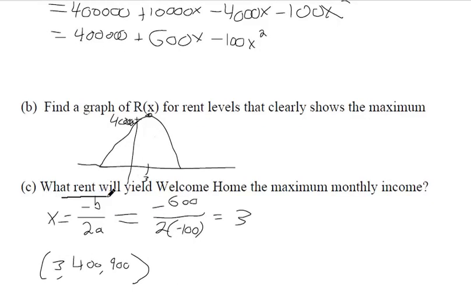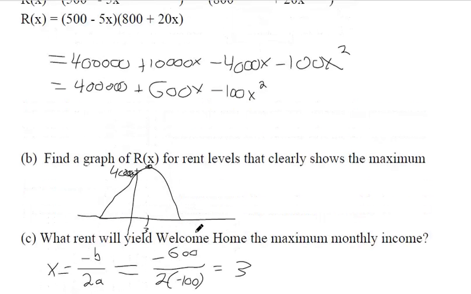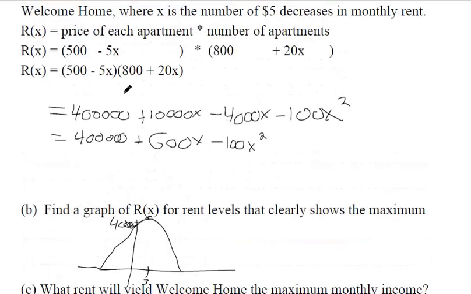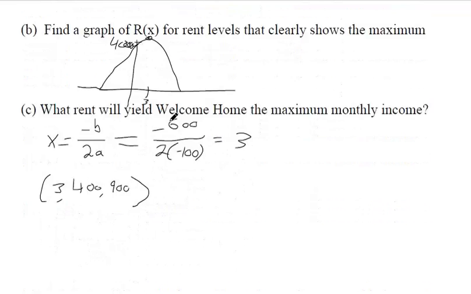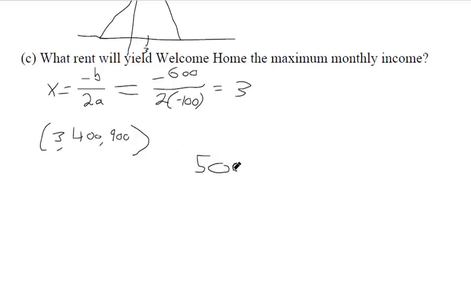For part C, what rent will yield the max revenue? We just found out that x is 3, but remember, x isn't your price. X is how much you should change your price, how many times you should change it in increments of negative $5. Up here, the price of our apartment, we had this mini expression for it, right? So you want to plug 3 into that expression because 3 gives us the maximum. So if I plug 3 in there, I've got 485. So 485 is the price that would give us our max revenue.